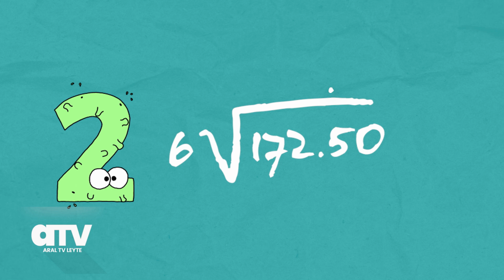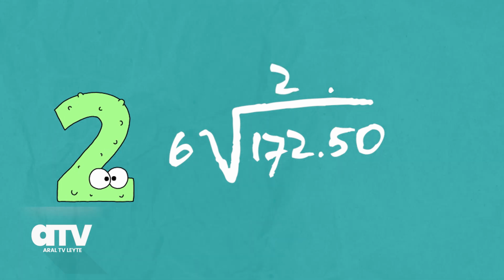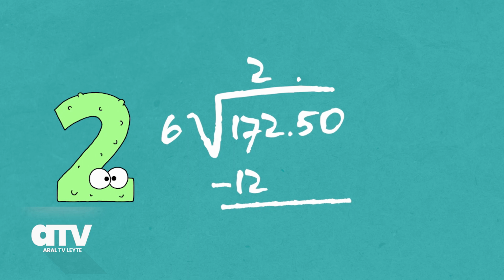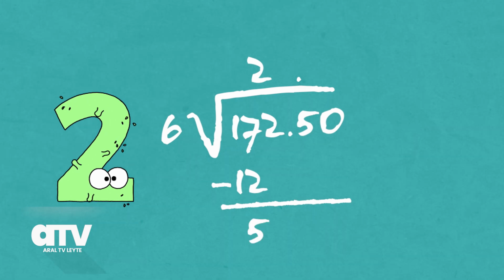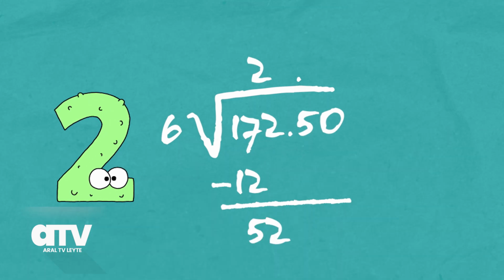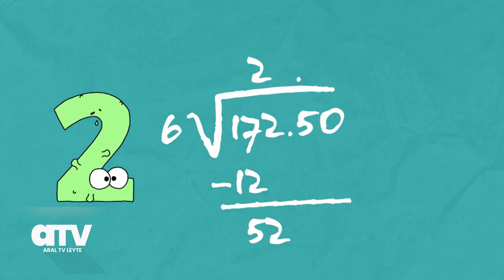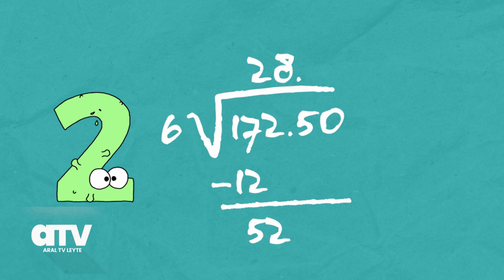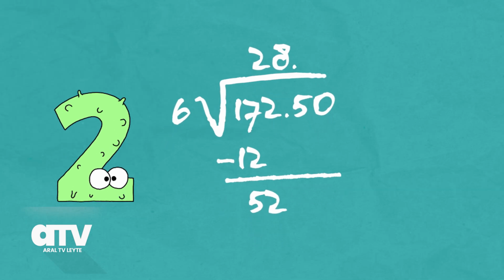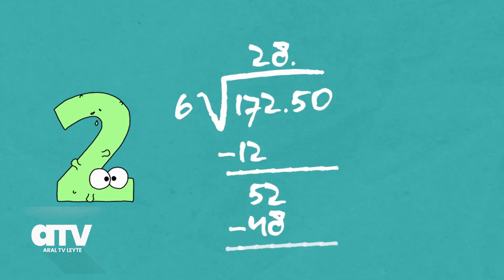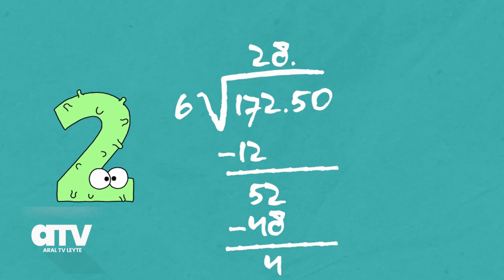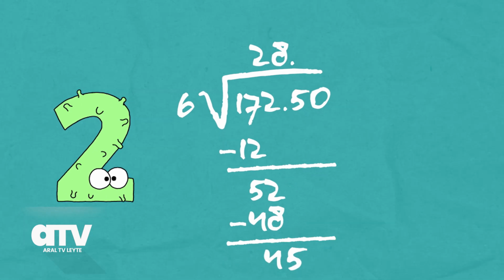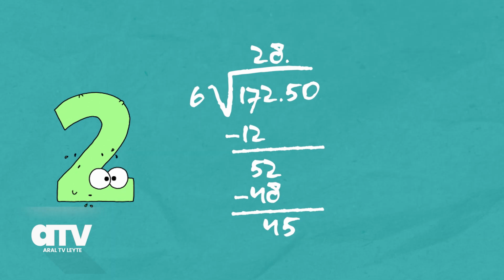17 divided by 6 is equal to 2. 2 times 6 is equal to 12. 17 minus 12 is equal to 5. Bring down 2. We have 52. 52 divided by 6 is equal to 8. 8 times 6 is equal to 48. 52 minus 48 is equal to 4. Bring down 5. We have 45.